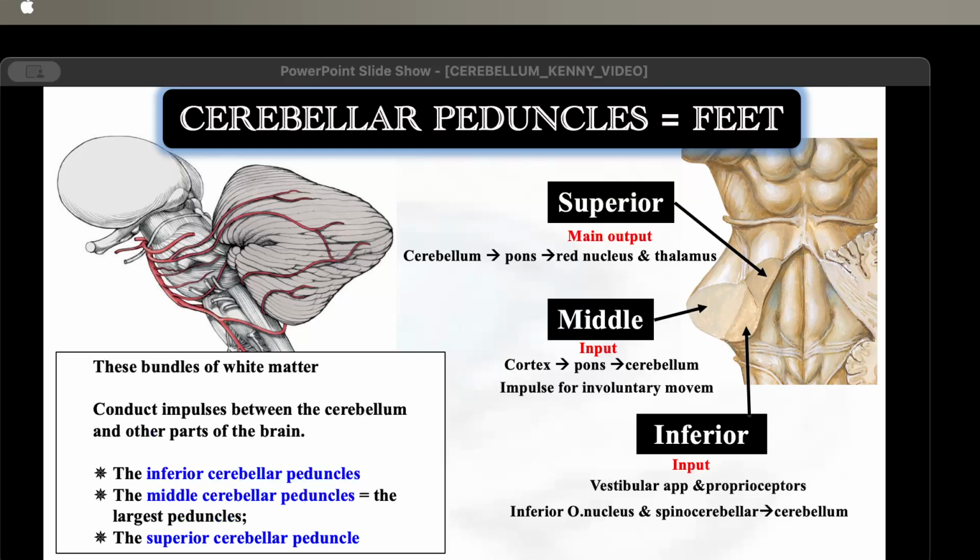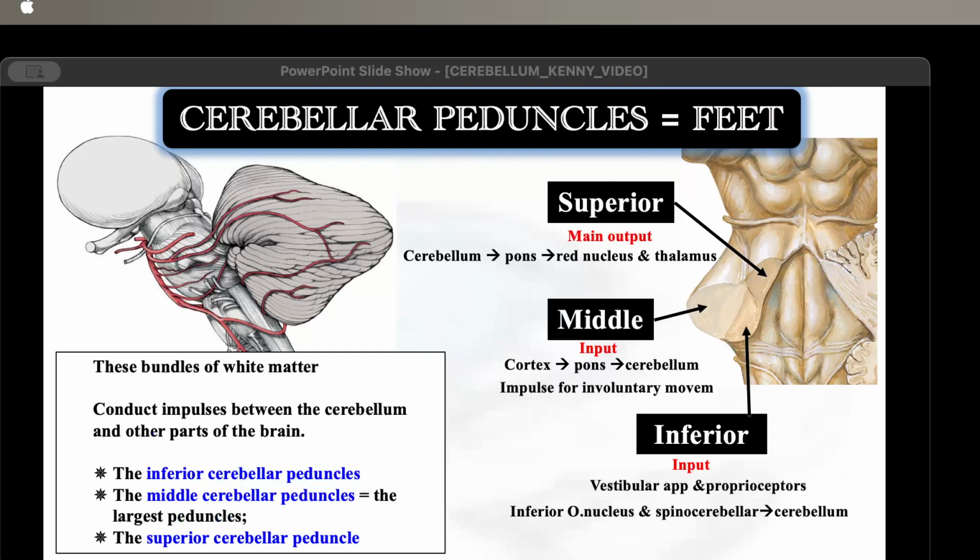So they are made of white matter. And remember, we already said a thousand times now that white matter is a collection of myelinated axons, the axons with myelin sheath, the ones that form the white matter. So something that is very, very important to note from this slide is that the superior cerebellar peduncle is the main output of the cerebellum.